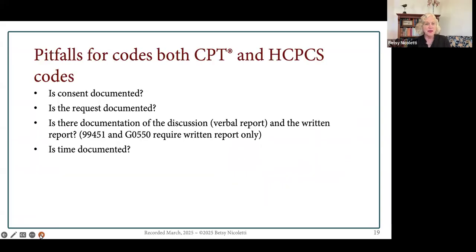So there are pitfalls for both of these. Is consent documented? We've got to have consent documented for Medicare, and I would say you want to do it for your other payers as well because you want it to be part of your workflow. Is the request documented? This is usually documented in an inpatient service, in the orders, but make sure in the outpatient service that it's documented as well. Is there documentation of the discussion of the verbal report and the written report? Because most of those codes, the timed codes, require both a verbal and a written report, so you have to have that documented, and then is time documented.